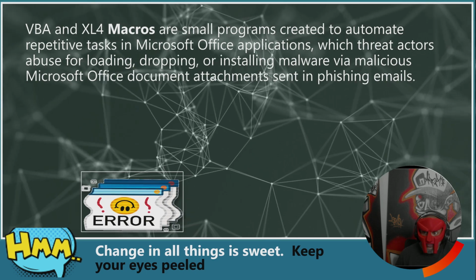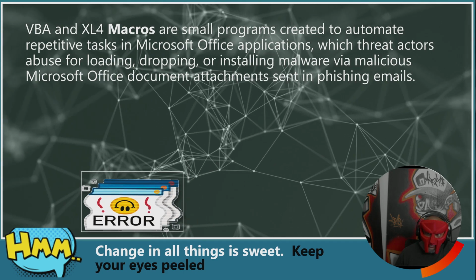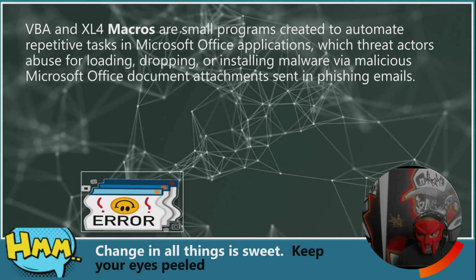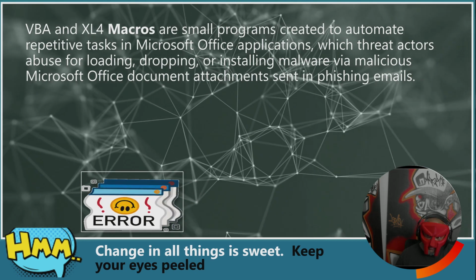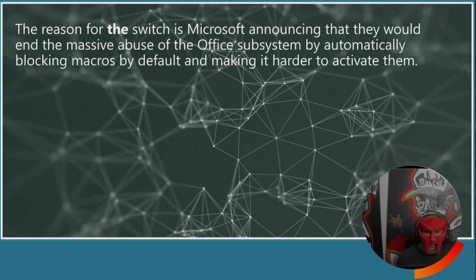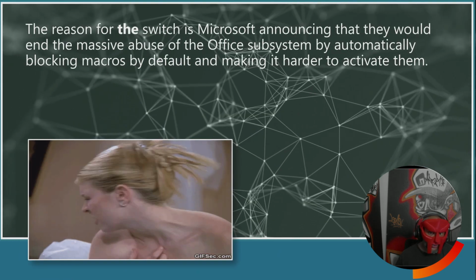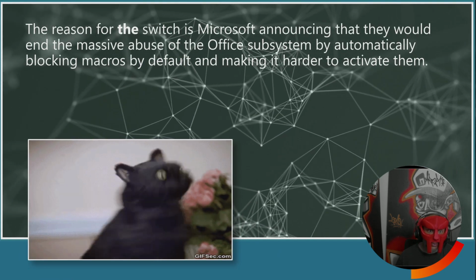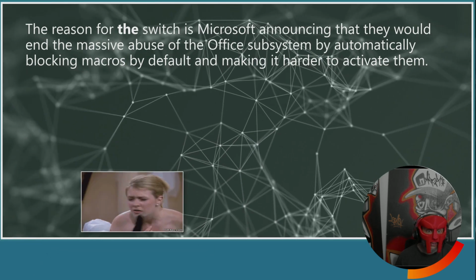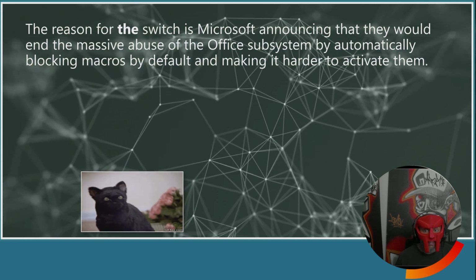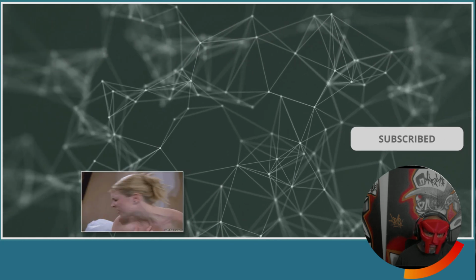So since Microsoft is trying to disable macros on files downloaded from the internet, attackers are now using ISO images, RAR files, .link files, and HTML files to trick you. The reason for the switch is Microsoft announcing that they would end the massive abuse of the Office subsystem by automatically blocking macros by default and making it harder to activate them.